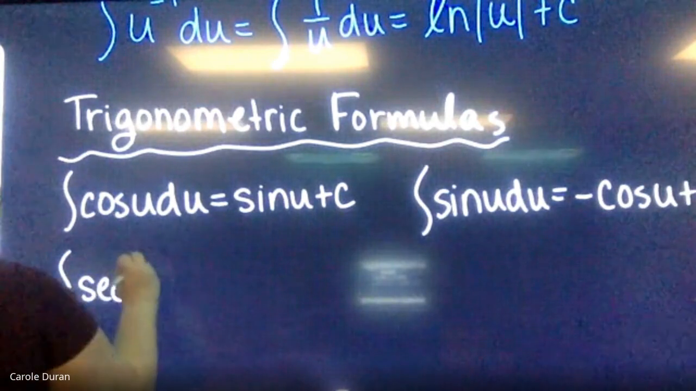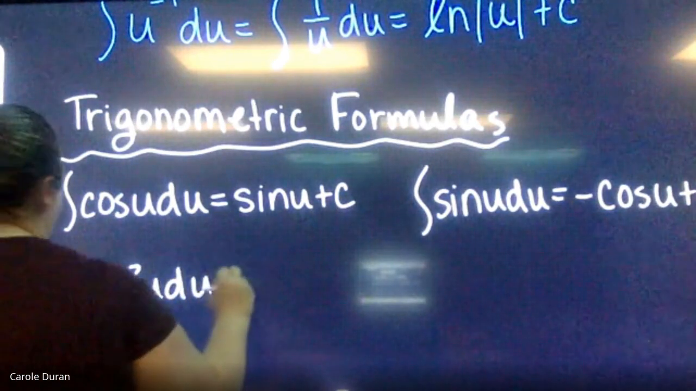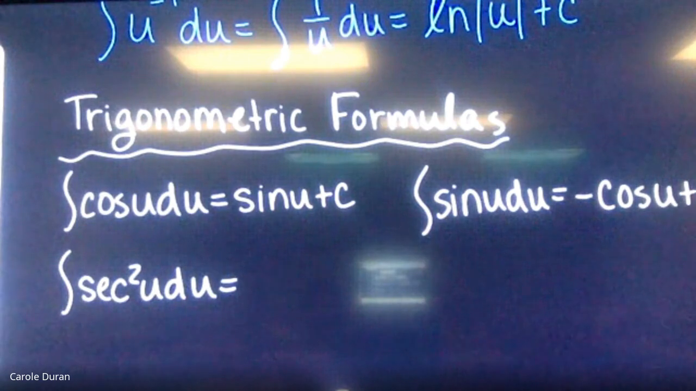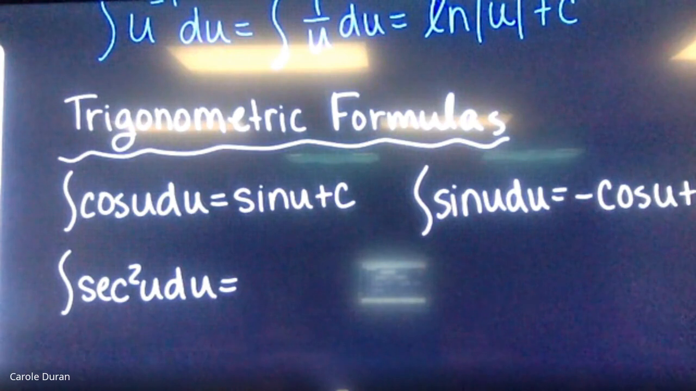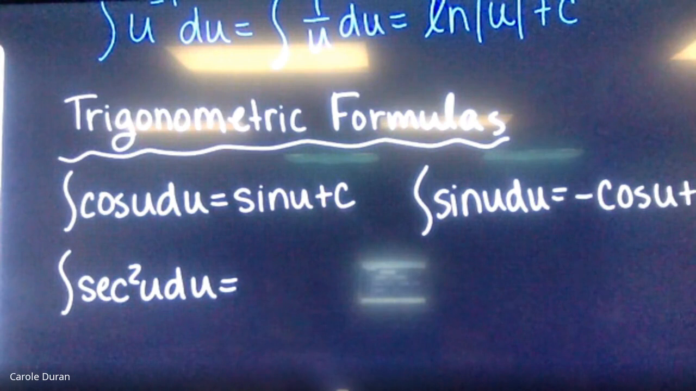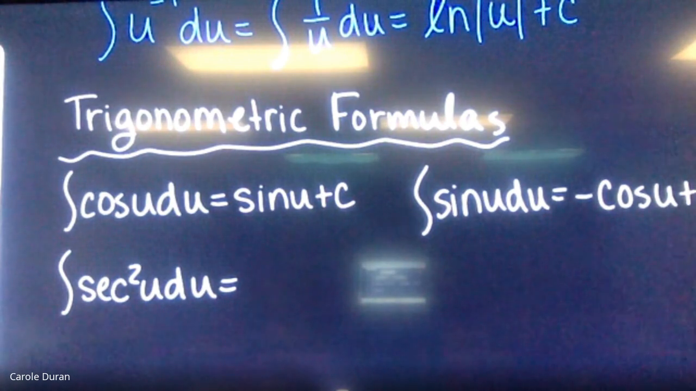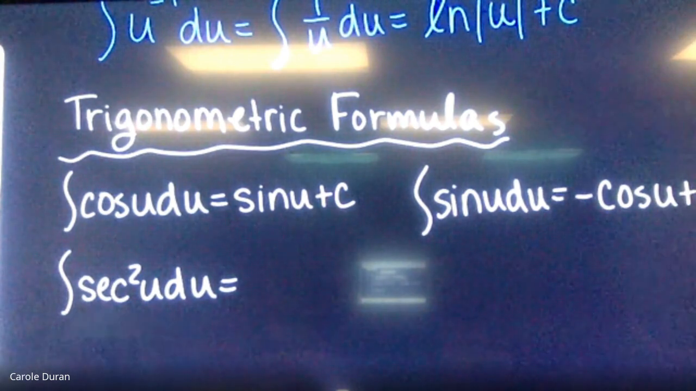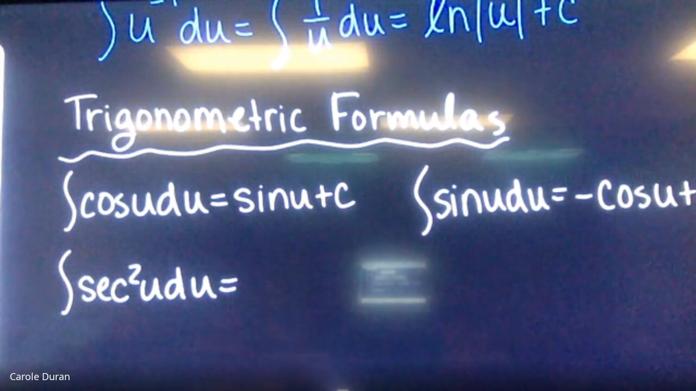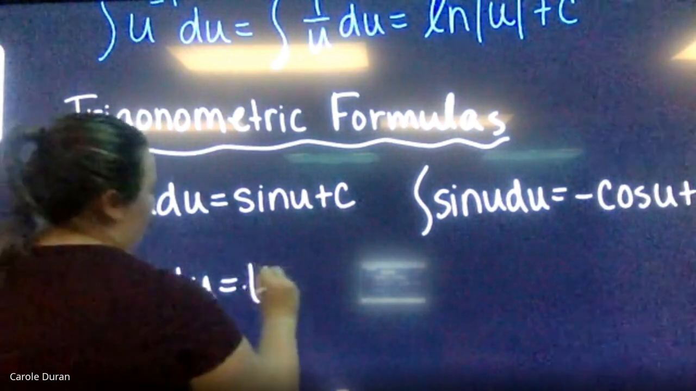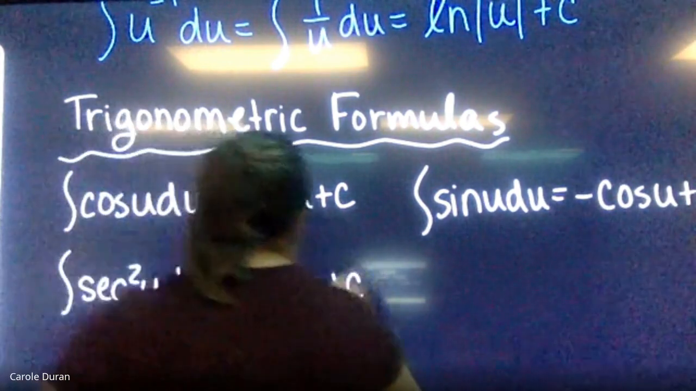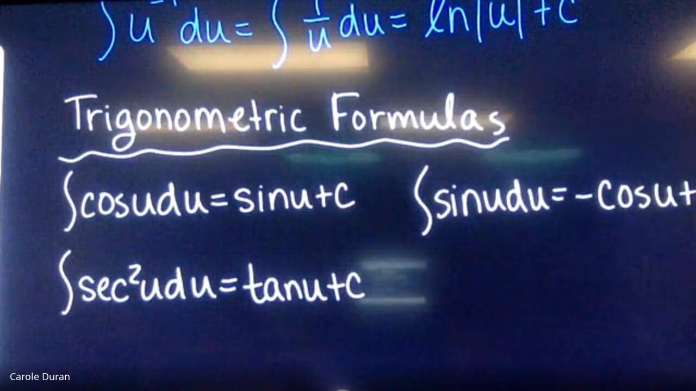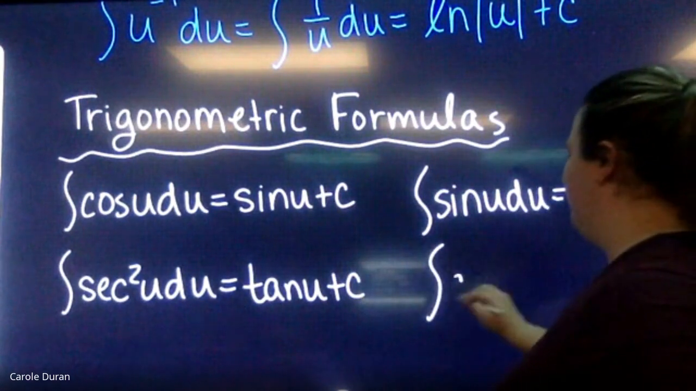What if I'm taking the antiderivative of secant squared? The derivative of secant is secant tangent. But what's the antiderivative of secant squared? So what derivative gives me secant squared? Tangent. It is tangent of u. Now I'm writing.